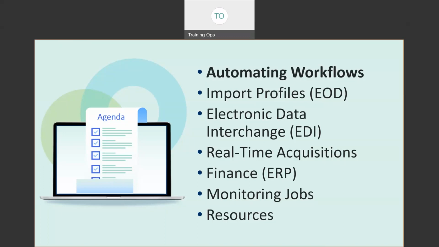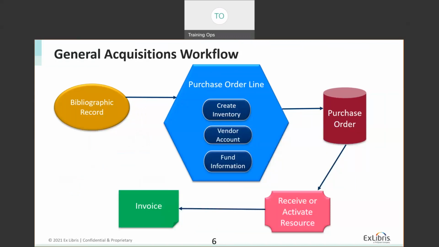So let's go ahead and start with automating workflows. This is the workflow that we went through over the previous 4 weeks. We started with bid records. We created purchase order lines. Then we packaged them into purchase orders, sent them off to our vendor. Then we started receiving physical materials, and we activated electronic materials. And then last week we did our invoicing. So that finished the entire acquisitions workflow.